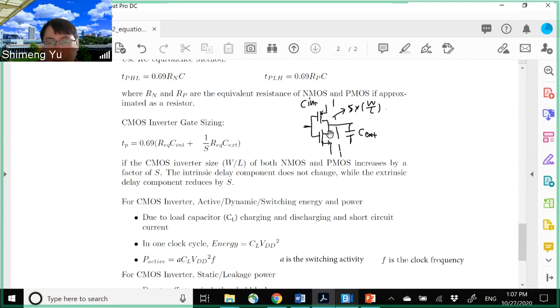At the same time, the equivalent resistance of the transistors in the inverter will be reduced by S. So for the RC, R decreases, C increases. So the internal intrinsic delay, this part, has no change. But the extrinsic part will be reduced by the factor of S, because the resistance of those transistors is reduced by S. So overall, the delay will be reduced if you increase the size of the inverter.